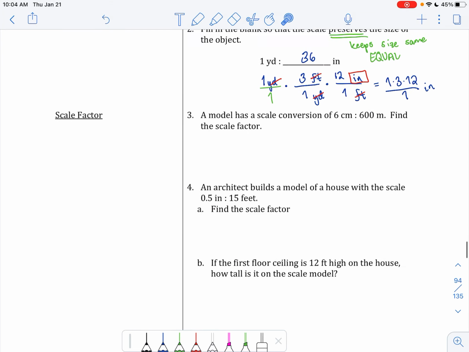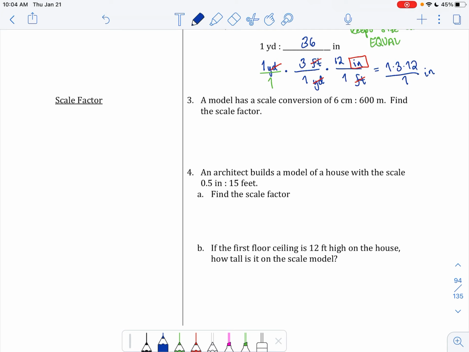So you might see conversions like this written as a ratio. You might also see the scale factor. Now if you think about the conversion factor that we just used, what that means is we're going to write it as a fraction instead of a ratio, with the scale in the numerator and the actual size in the denominator.